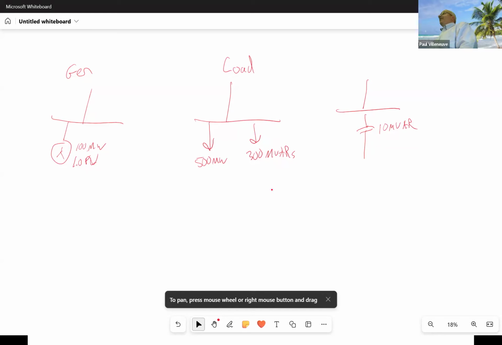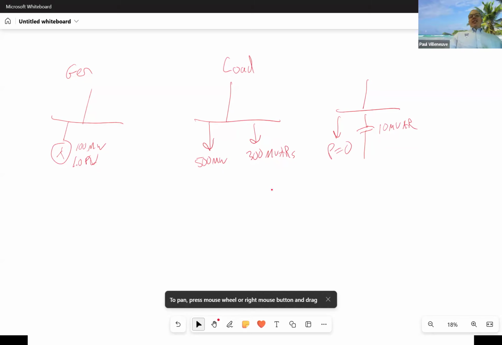Not a hard question. 0. So don't you know P and Q at a capacitor bank bus? Just because I didn't say P equals 0, we're all pretty smart. We've all had circuits before. We know an ideal capacitor consumes no real power. So what am I trying to tell you?